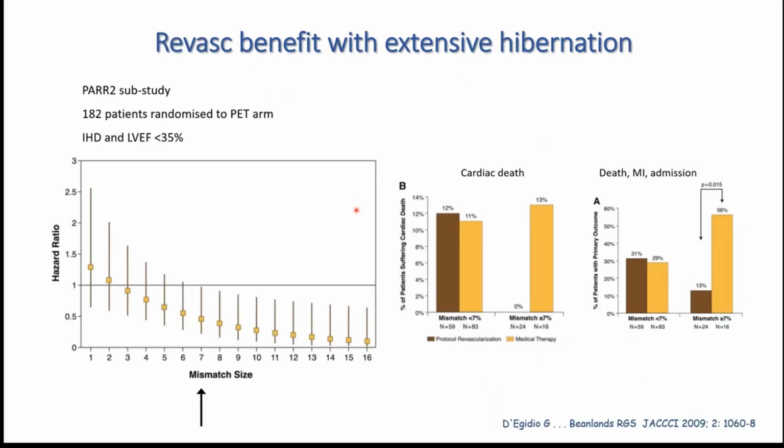A little bit more from this particular study, looking at the extent of hibernation and the hazard ratio for medical treatment versus revascularization. And you can see the significant crossover is at about 7% mismatch size. So in other words, the extent or the amount of hibernation is relevant to the decision. And just as a little humorous aside, you can see, looking at cardiac death, if there is a significant amount of hibernation, and the patients were revascularized, it turns out that they become immortal. But obviously that's just a statistical quirk.